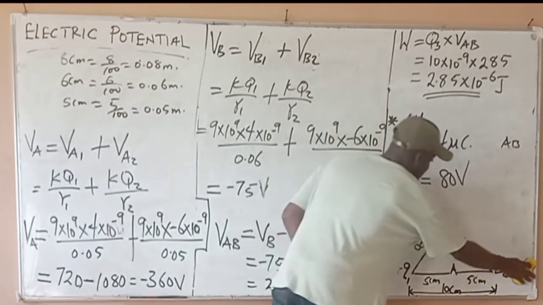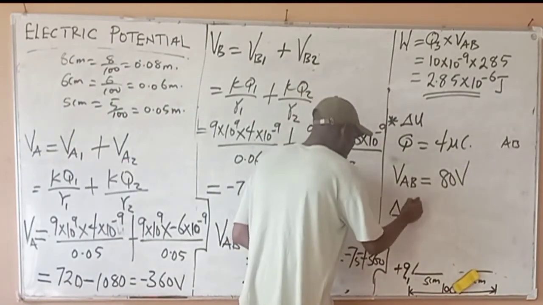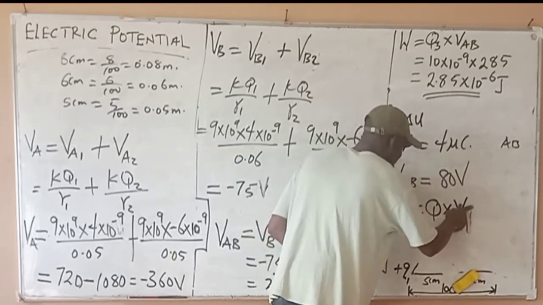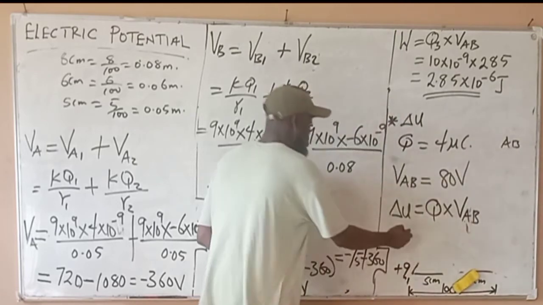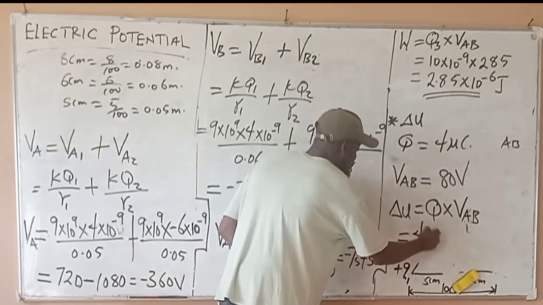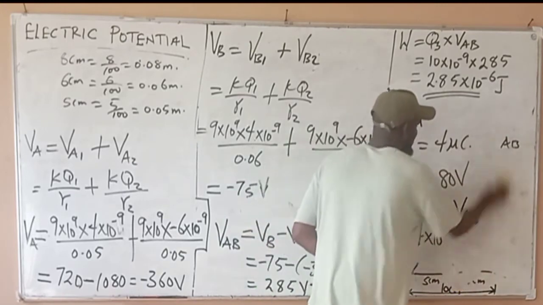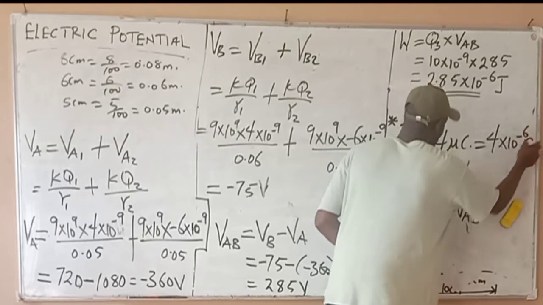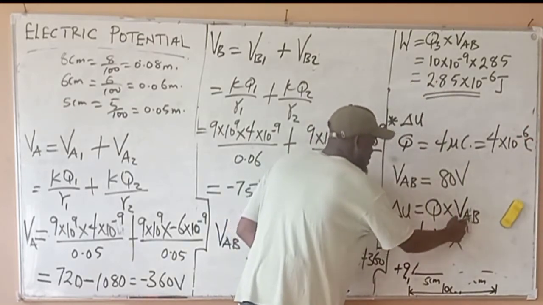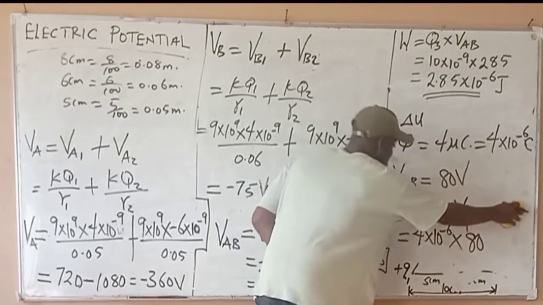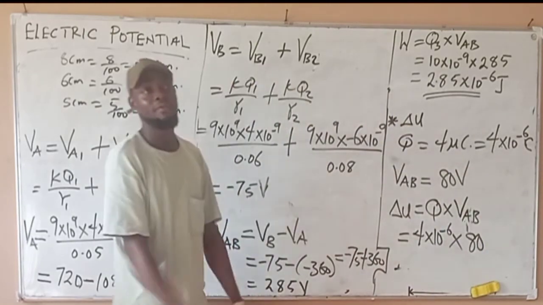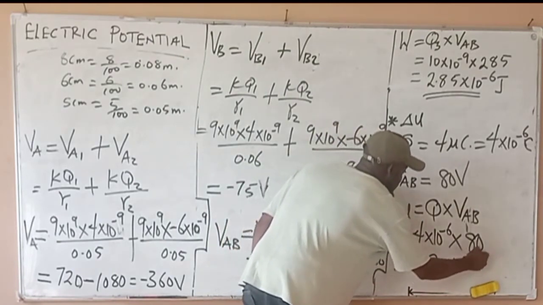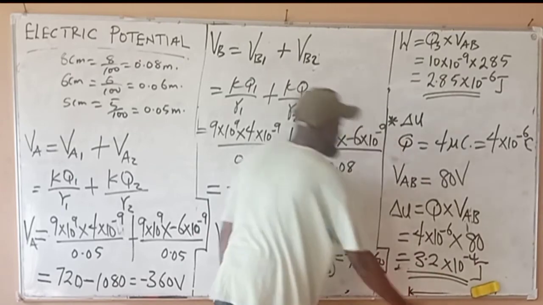80 volts. Change in potential energy will be the charge times what? Potential difference. So what is the charge? Micro means 10 to the power minus 6, so we have 4 times 10 to the power minus 6 coulomb, times the 80 volts. So 4 times 10 to the power minus 6 times 80. Solve that with your calculator and you will have 3.2 times 10 to the power minus 4 joules. This will be the change in potential energy.